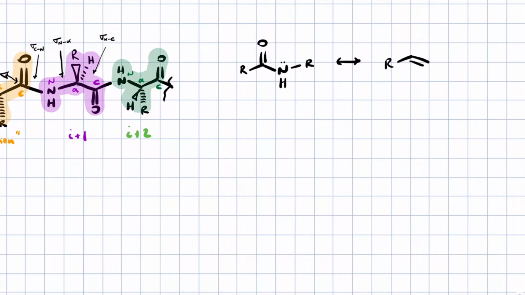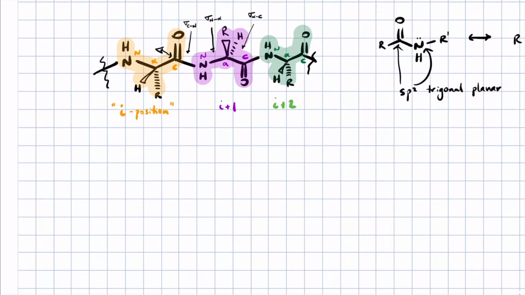However, resonance tells you that those lone pairs on that amide nitrogen can be delocalized, donate into the carbonyl carbon to form a pi bond between amide nitrogen and carbonyl carbon. So it turns out that because of resonance, both the carbonyl carbon and the amide nitrogen are sp2 hybridized and are trigonal planar. Now what that means is that if we were to look down the bond between the orange carbonyl carbon and purple amide nitrogen, what we would see would look like this.